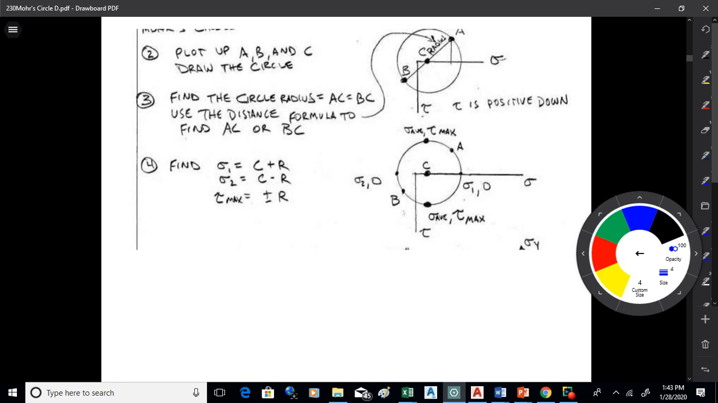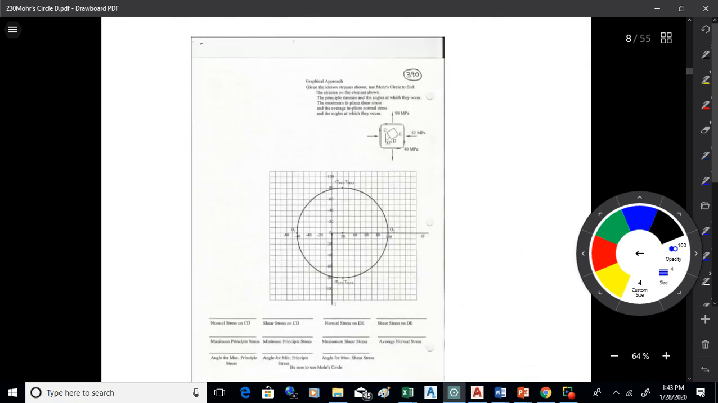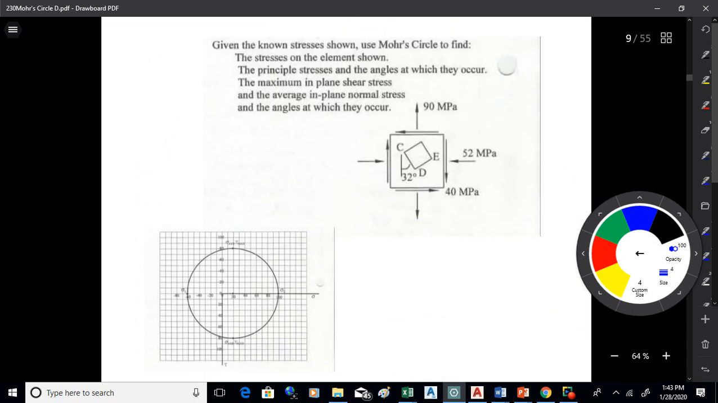So what you do with this, why don't we look at an example here and follow how we would go about this. Let's do this old school on page 390, a graphical approach. We already did this example analytically before, with all the equations. Let's do it with Mohr's circle, and let's do it 1800s style. So the first thing we have to do is plot up the circle.